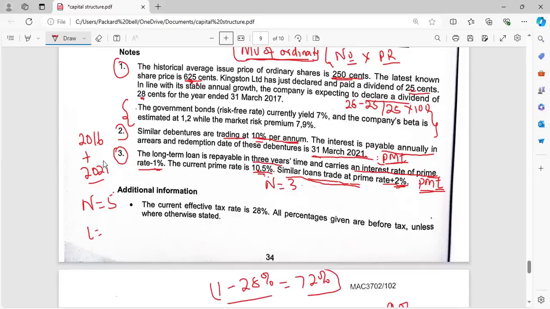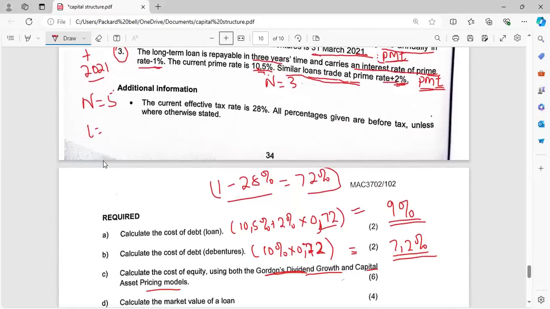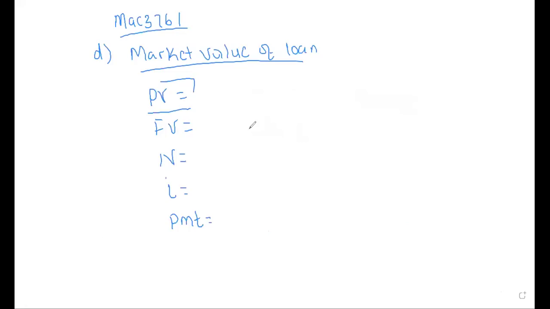Then what else do we need? The cost, we already have 9%. So which means we are going to have our future value. We say it's going to be 10 million, sorry. Then our N we say is 3. This one we already calculated. We say the market value of the loan is 9%. So this is going to be our interest. Right. So we need PMT.